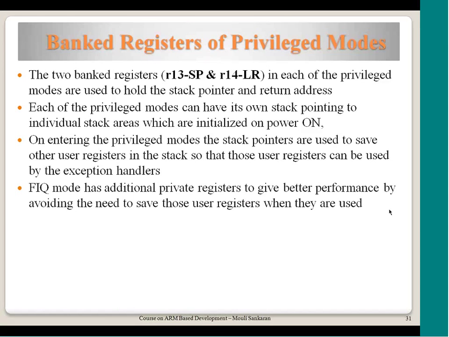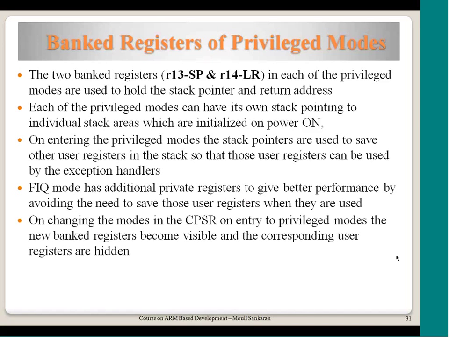But FIQ is given additional registers because it doesn't have to save those registers, since it gets those sets of registers, so it can perform the operation much faster than the rest of the privilege mode exceptions. As I told you, when the CPSR contents are modified, the new registers become visible based on which privilege mode is written into the CPSR.